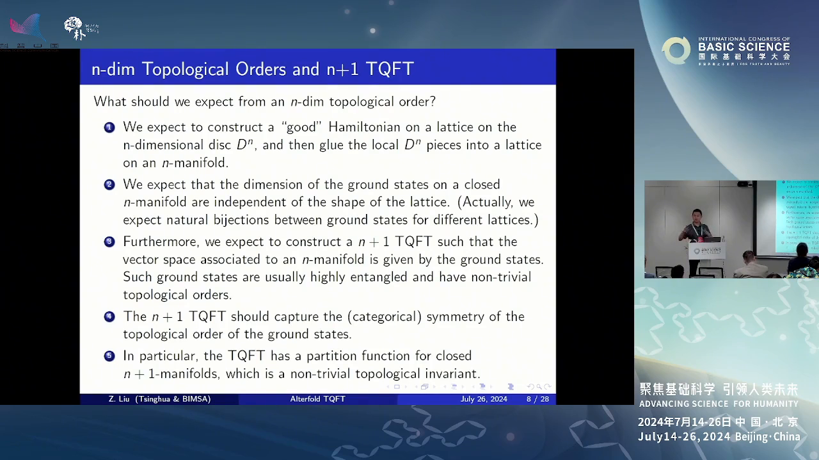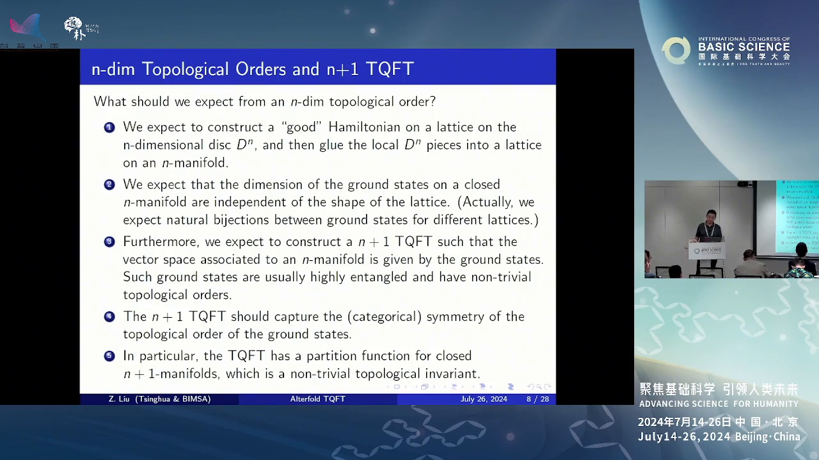So we want to construct the (n+1)-dimensional topological quantum field theory such that on the boundary n-manifold, the state space of this n-manifold is identical to the space of ground states of the lattice model. Of course, there is some ambiguity, since when we change the lattice, the Hilbert space changes and the ground states look different. So we need some natural bijections among different lattices. We need to identify the ground states in the lattice model with these more abstract states, or vectors, in the TQFT.